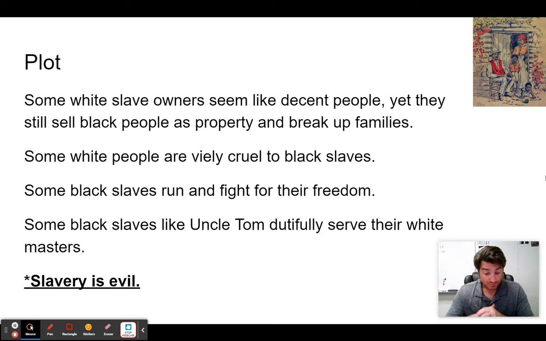So anyway, here's the plot. Having run up large debts, a Kentucky farmer named Arthur Shelby faces the prospect of losing everything he owns. Though he and his wife, Emily, have a kind-hearted and affectionate relationship with their slaves, Shelby decides to raise money by selling two of his slaves to Mr. Haley, who is a slave trader.